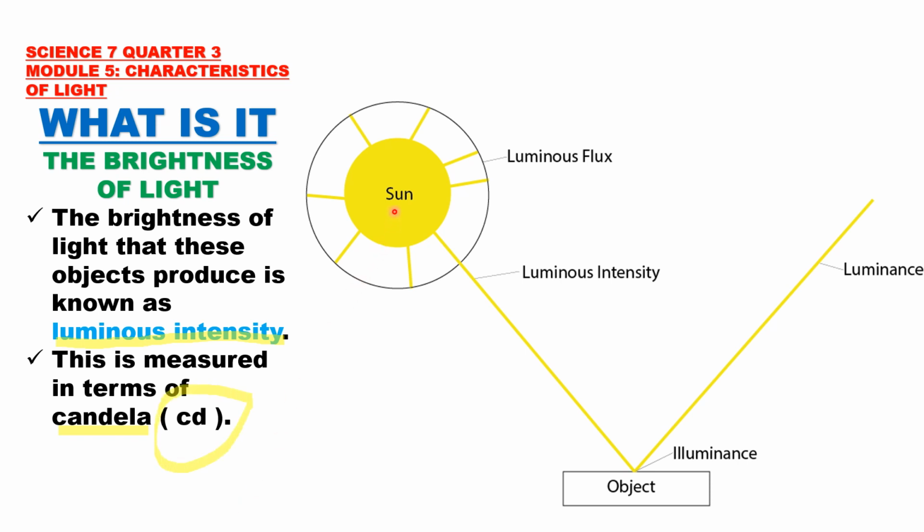So for example, we have a light source, the sun. The brightness of light that the sun produces is known as luminous intensity. So when the sun shines on objects, the brightness of light that the sun produces is called luminous intensity.